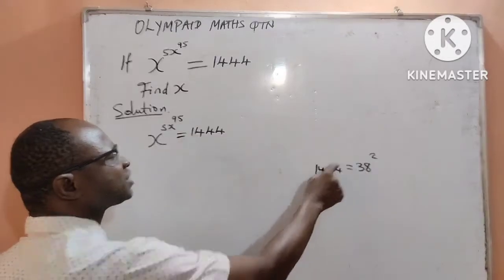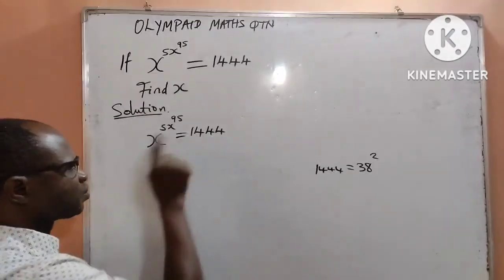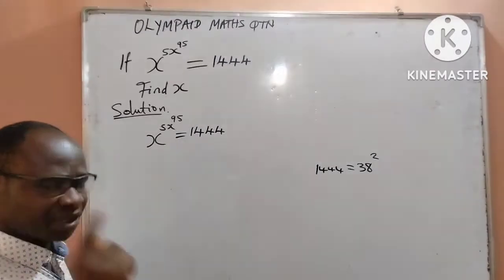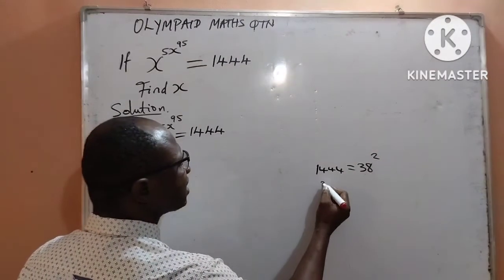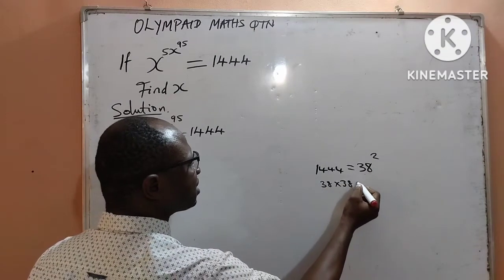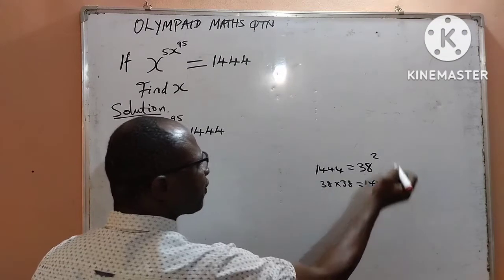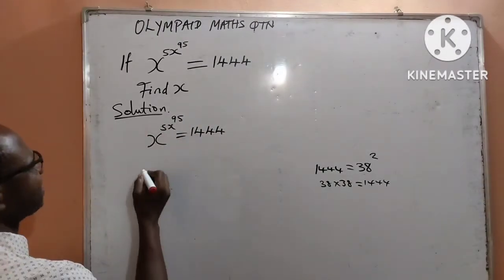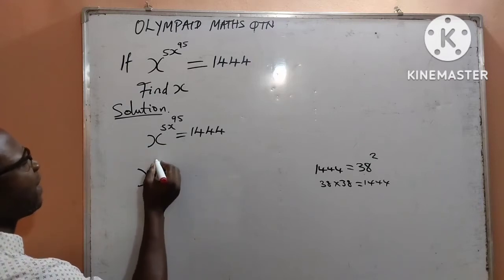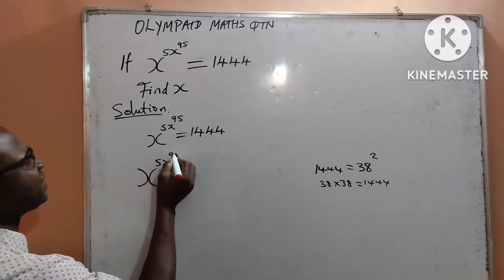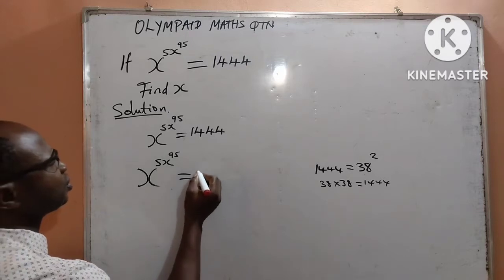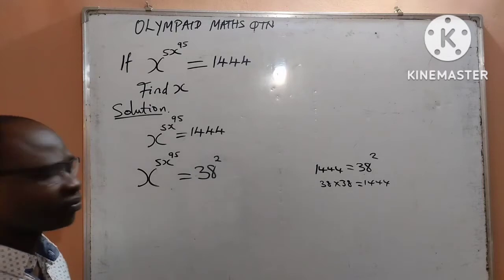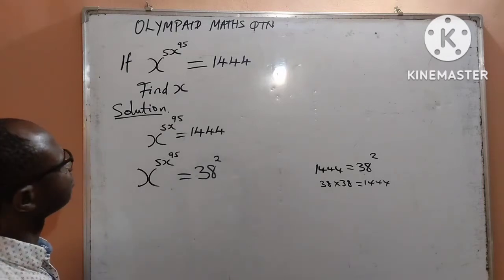It is very important to notice this from this question. That is the first solution approach to it, because 38 times 38 is equal to 1444. Therefore, we can now write that x to the power of 5x to the power of 95 is equal to 38 to the power 2. That is the first key thing.